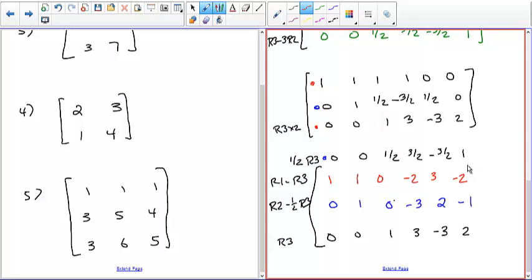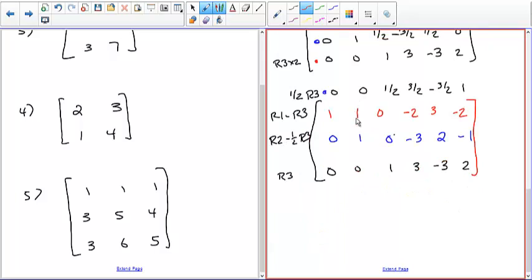So that is where we are, and the only thing we need to do is get a 0 there. So you can see I can just subtract. My final operation here is I'm going to leave row 3 the same, leave row 2 the same, and take row 1 and subtract row 2.